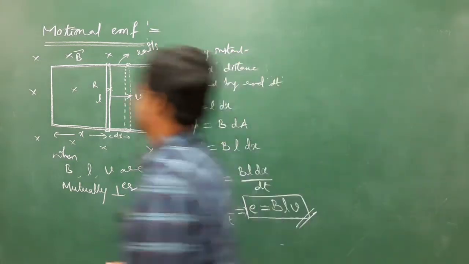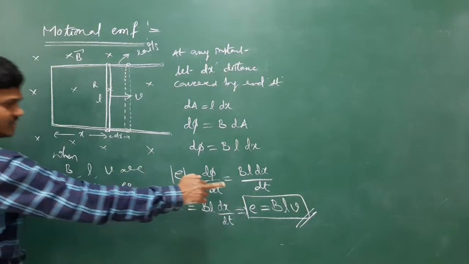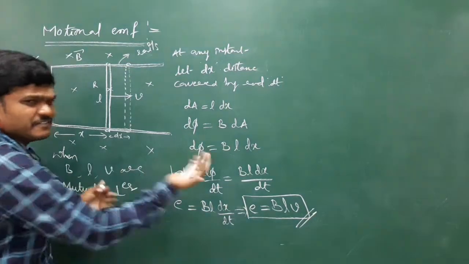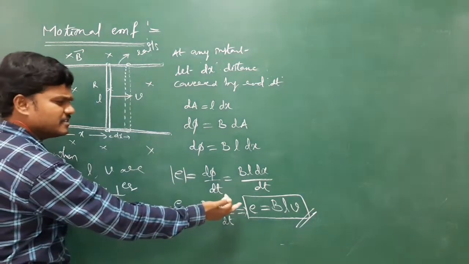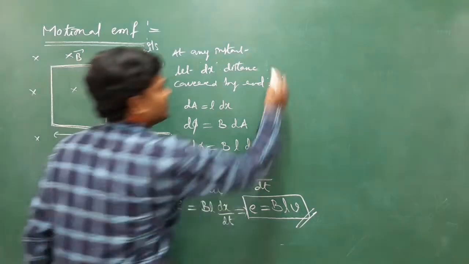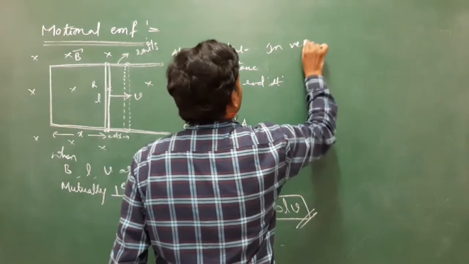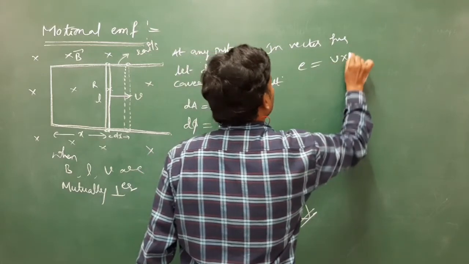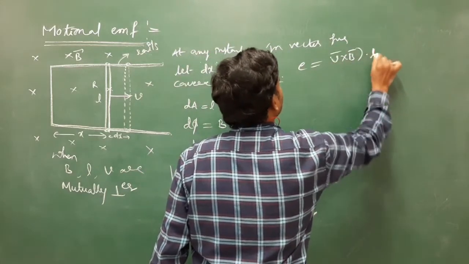So this formula is possible if all are perpendicular. If they make some different angle, we are going to write this in vector form. We can write the vector form. So in vector form we will get V cross B dot L.